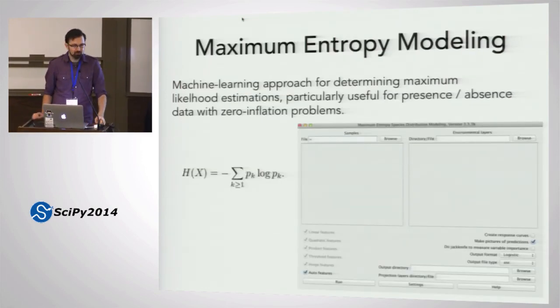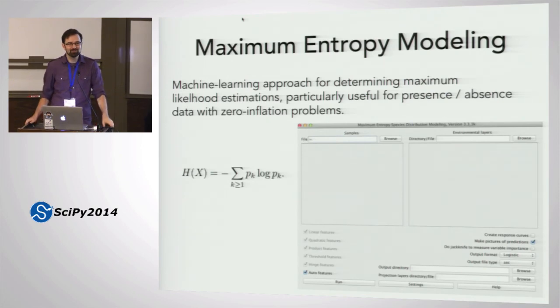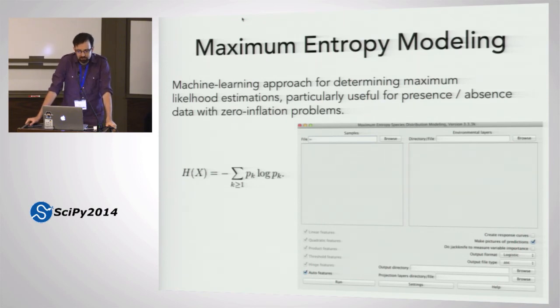I'm going to speak about one that I don't really have any expertise in, so if someone knows more about this than me, then feel free to chip in. But one of the tools that folks use for this domain is called maximum entropy modeling, and it's basically a machine learning classifier that can be used for these kinds of problems. It's pretty robust to zero inflation problems, so it's really useful because of that sampling issue that I mentioned earlier.